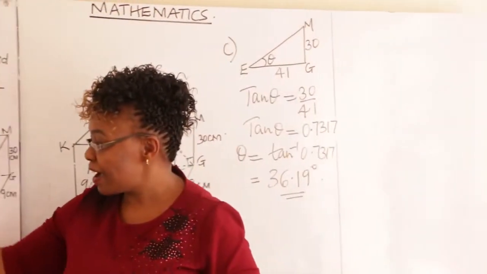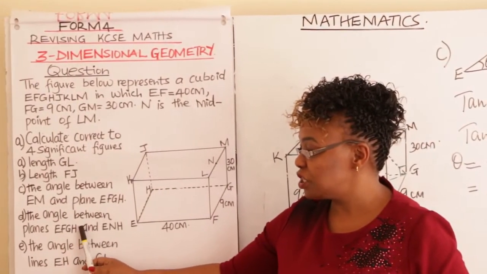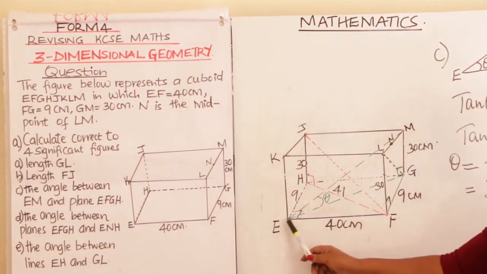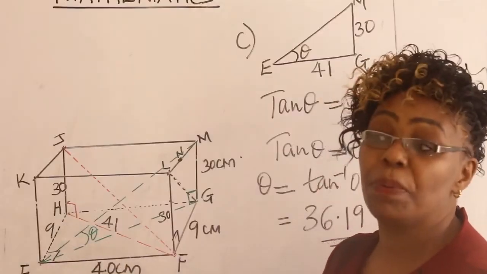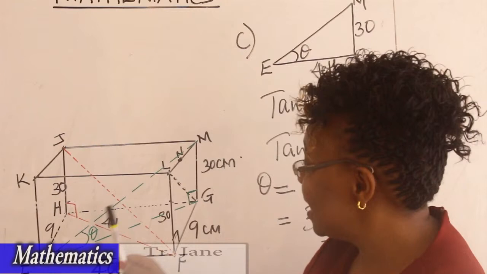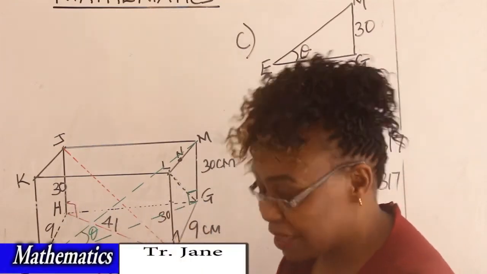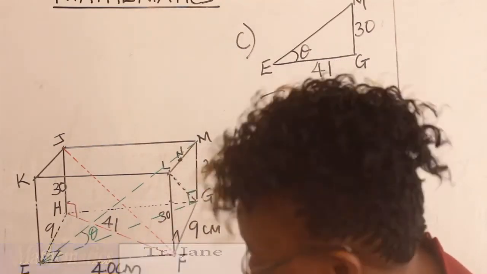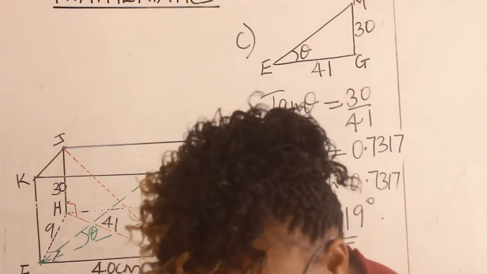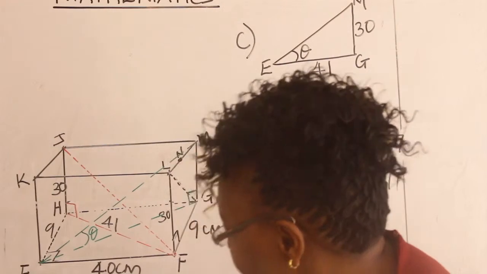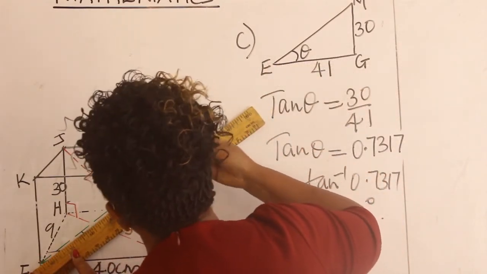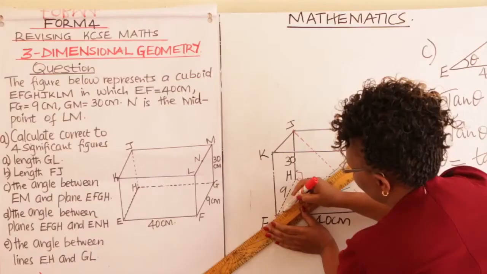Yes, we go to part D, Lana. Part D, the angle between planes EFGH and ENH. EFGH, the bottom plane, and the plane ENH. That triangle inside there. So we come and fix our triangle, our plane. Here we are, our plane.